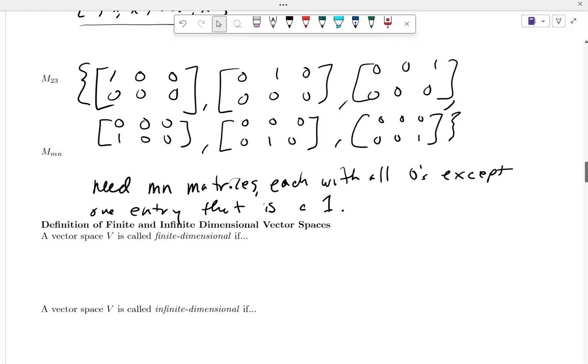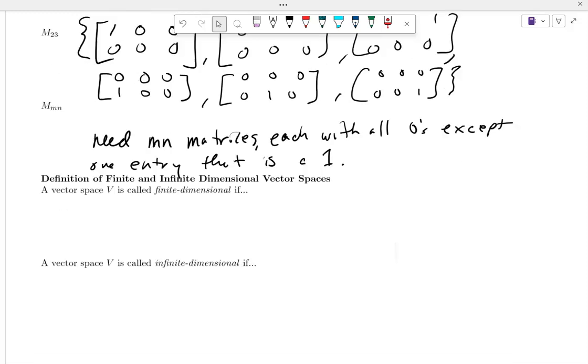So I've already mentioned this several times that we've gone through and looked at how many elements are in a basis. So in R3, there were 3 elements in a basis. In Rn, there were n elements in a basis, and so on down the line. That's what's going to give us our idea of what the dimension of a vector space is.